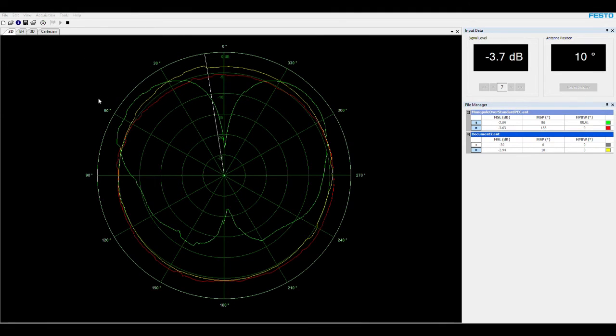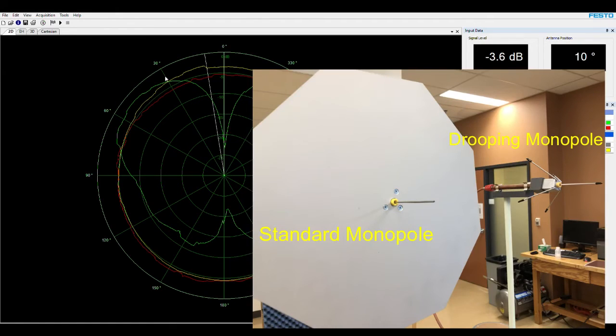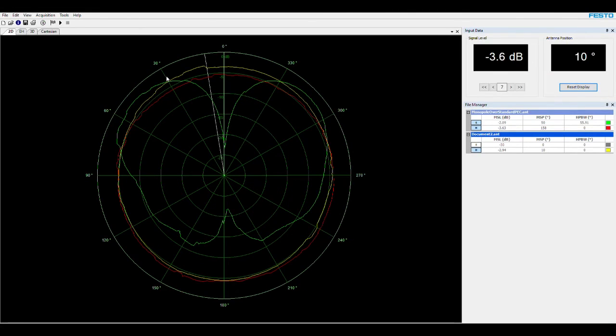So now I'm just saving this. I was saying that when we use that angle for the ground plane using these wires, that angle has been adjusted such that the input impedance is close to 50 ohm. So the impedance mismatch is less in this case. Now that we've done the H-plane of this drooping monopole, it's time to set up the drooping monopole in the E-plane configuration and then start collecting its pattern.